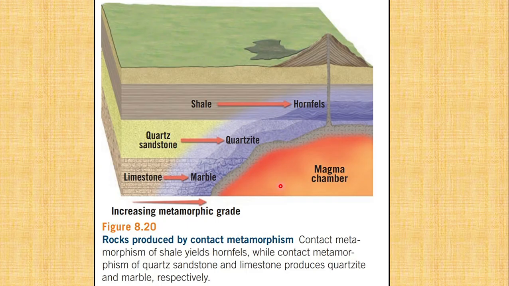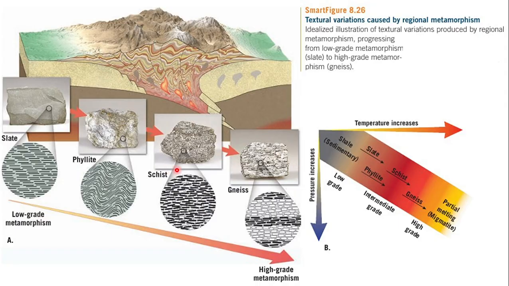See this picture. This is the igneous intrusion or magma chamber, and this type of metamorphism, because limestone metamorphoses into marble, quartz sandstone metamorphoses into quartzite, shale metamorphoses into hornfels. So this type of metamorphism is known as contact metamorphism or thermal metamorphism. And see, this is the dynamothermal metamorphism. Dynamothermal metamorphism is associated with the continental collision, or we can say associated with the plate boundaries. Okay, convergent plate boundaries.